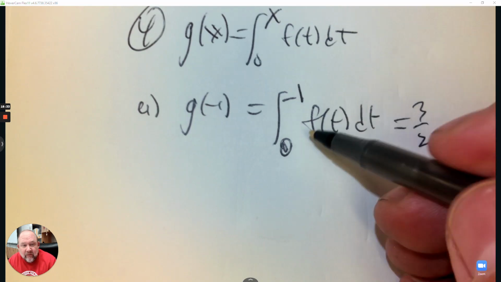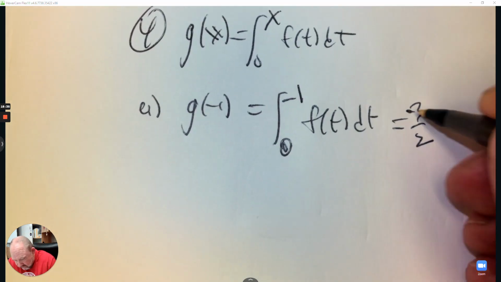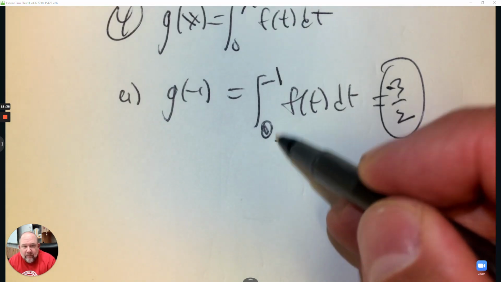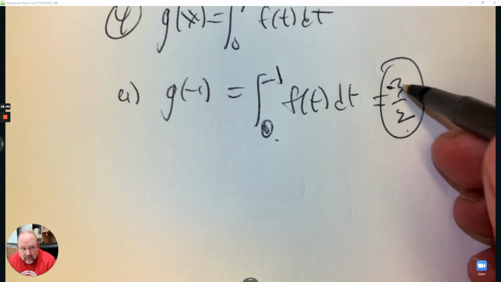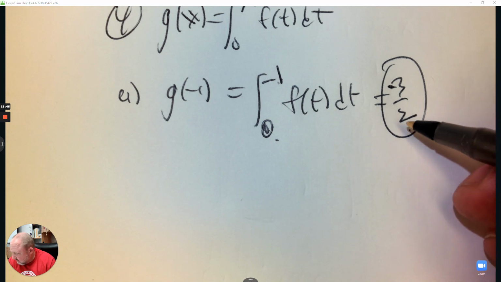Now, because the bounds are flipped, you change the sign. So notice the bottom number is bigger than the top number, so it should have been positive 3 over 2. But with the bounds flipped, you just make it the opposite sign. So now it's negative 3 over 2.